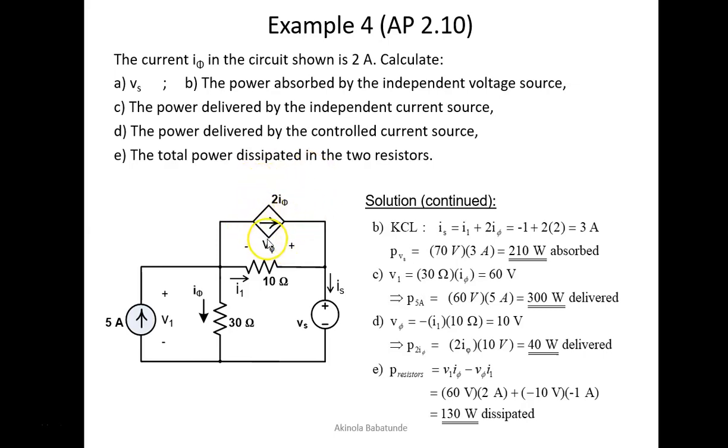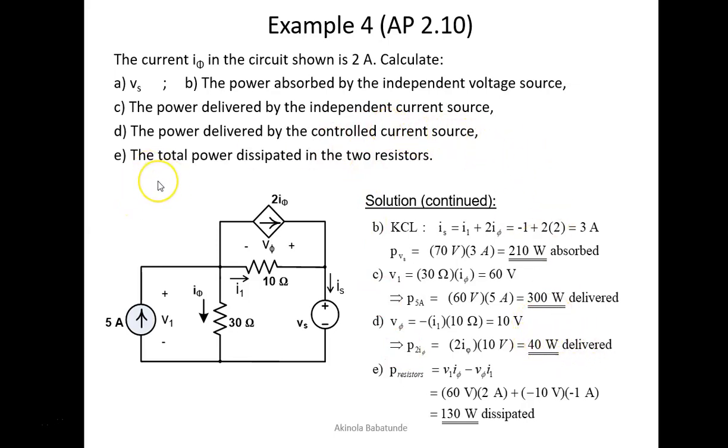Power will be equal to current times voltage. Current is 2 I file multiplied by voltage, which is 10. I file is 2. If you multiply everything out, it gives you 40 watts. Total power delivered by this current controlled current source will be equal to 40 watts.